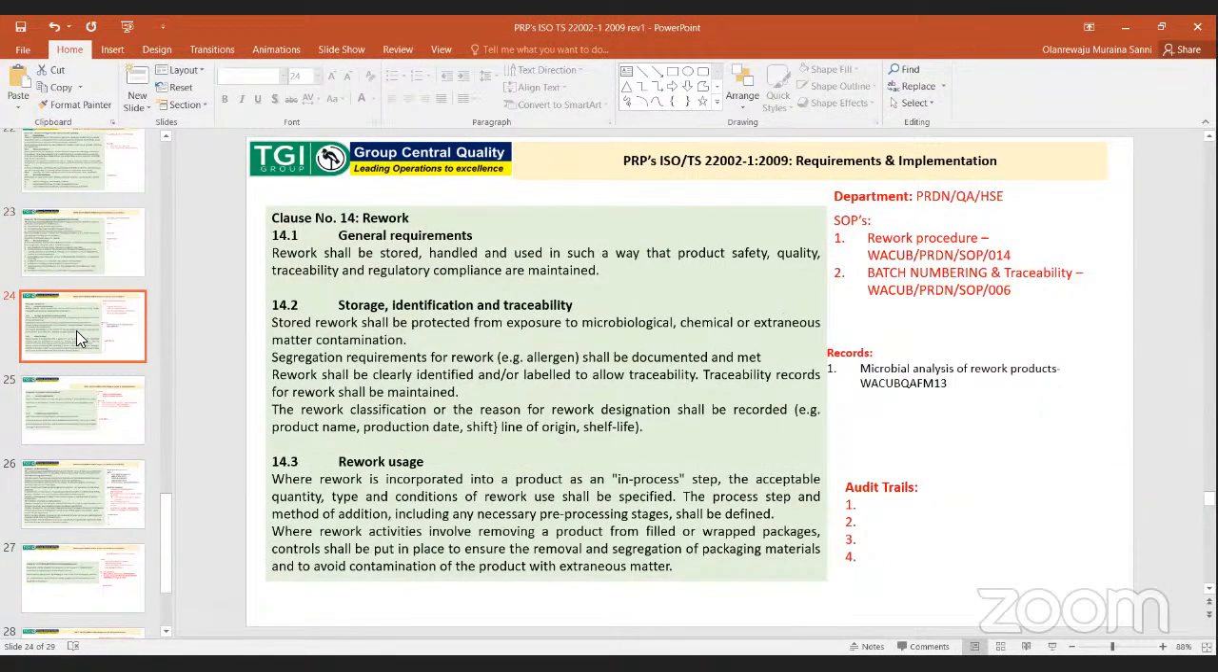Then we have rework. Rework shall be stored, handled, and used in such a way that product safety, quality, traceability, and regulatory compliance are maintained. We have a rework procedure in place. We also have a batch numbering and traceability procedure in place. Then we have a microbial analysis record of our rework product. I think we are also missing one: we have batch traceability records too, which is missing from here.